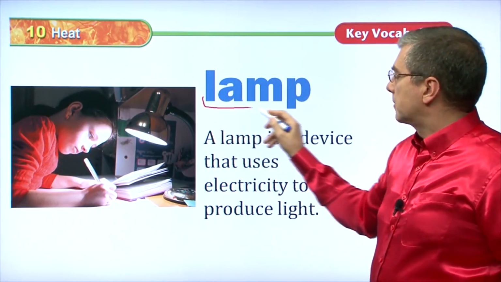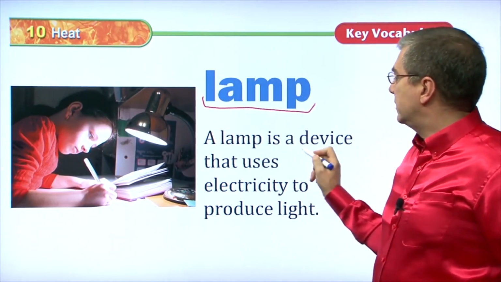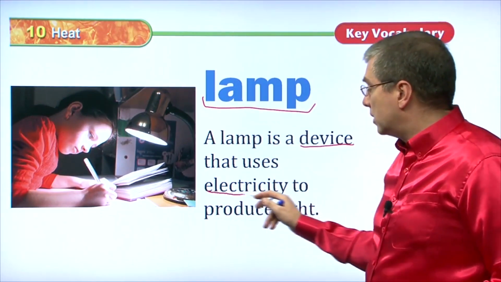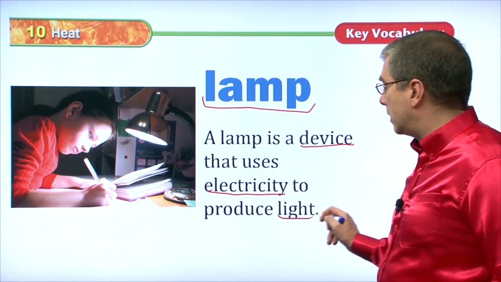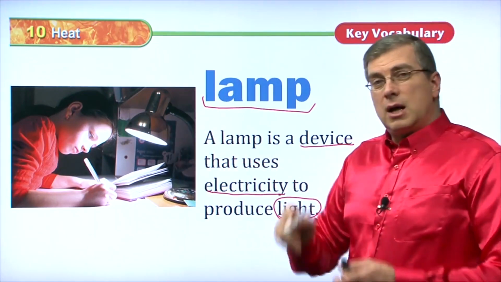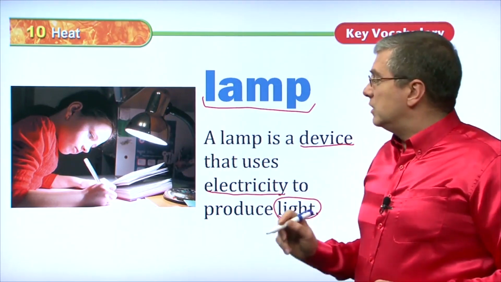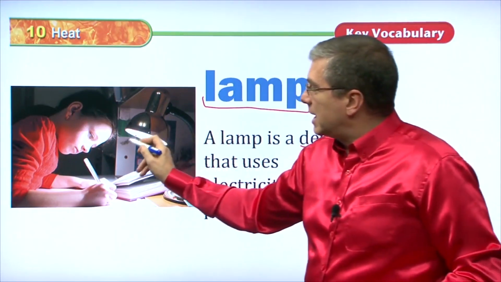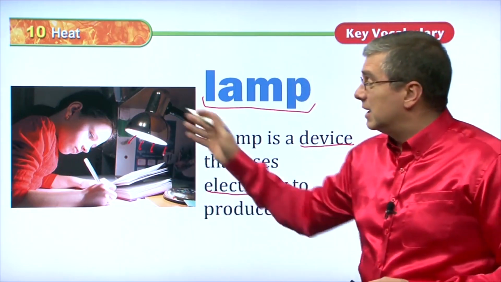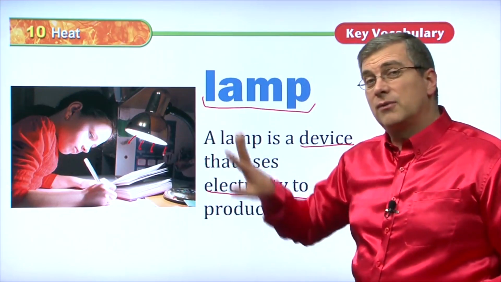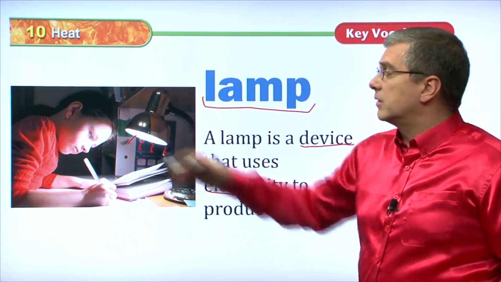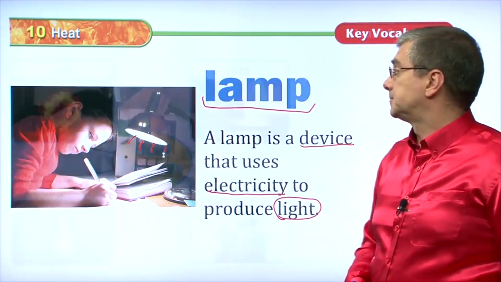Also, what else can we talk about here? We have a lamp. A lamp is a device, piece of equipment, a tool that uses electricity to produce what? We want light. So a lamp, as this girl is using a lamp to do her homework. But you know, there's also heat coming off here. Not just light, but also heat is coming off the lamp. You have to be careful. Don't touch the lamp. It's hot too, right? So heat is also coming from the lamp.